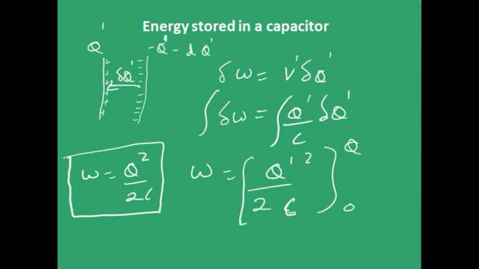Now there are other forms of writing it, because you know that Q can be written as CV. So the same W becomes Q square by 2C, which is nothing but half CV square in terms of C and V, and the same thing can be written as half QV in terms of Q and V only. And note that electrostatic force is also a conservative force, and so this energy is stored as potential energy, and this potential energy is stored inside the electric field, I mean in the region between these two plates.